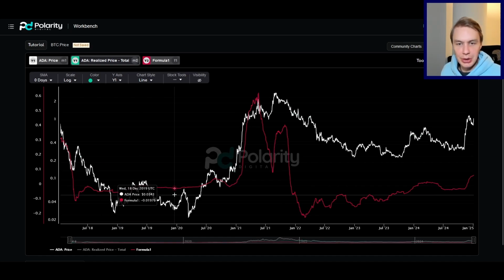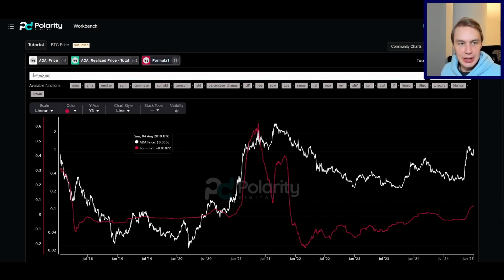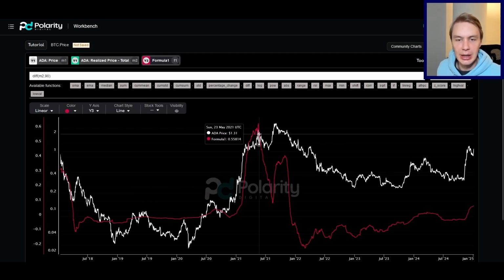So this formula I'm showing you here is using this diff function that we have, and this is basically the difference over 90 days. So what is the difference between this price, for example, and this price here? And it's just the rate of change is the way that you can look at it.